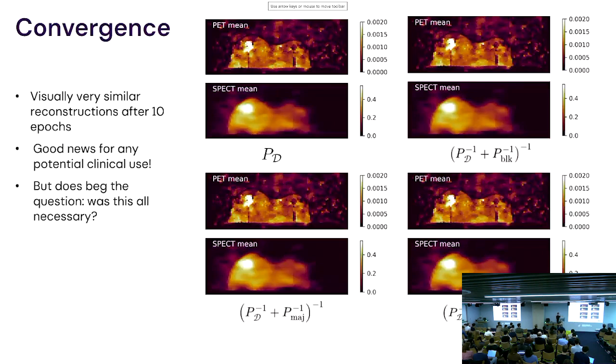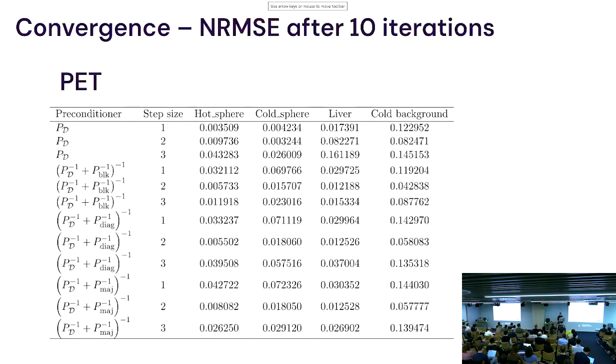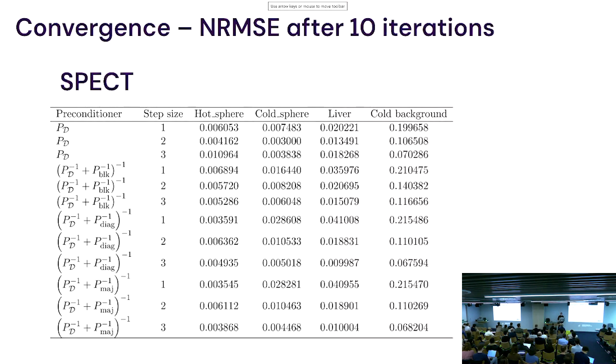So these are some reconstructions after 10 epochs using all of our different preconditioners with an initial step size of 1. The first thing to see is that they're visually very similar, which is good news for any potential clinical use, but maybe bad news for this experiment if it really doesn't matter. And we can see with the quantitative results that possibly, at least for this particular phantom, the preconditioning you use doesn't really matter. I don't expect you to read all of this, but what it's showing is that there was no real standout preconditioner for PET or SPECT.